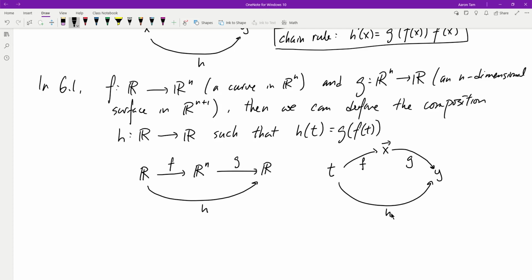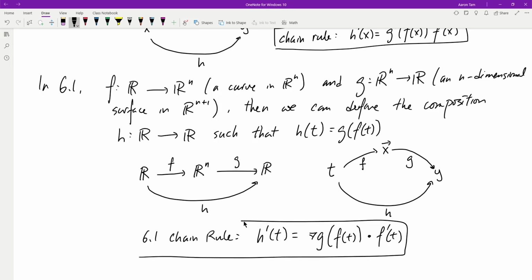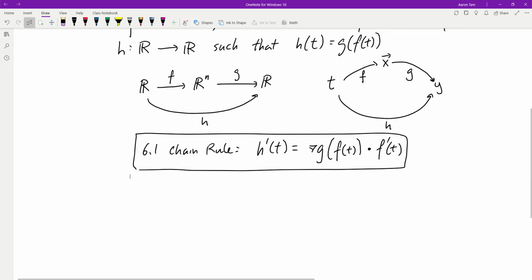And what's the chain rule in this case? So the 6.1 chain rule basically states the following. If you take the derivative h prime of t, that's equal to the gradient of g at f of t dot product f prime of t. So that's the 6.1 chain rule. So now what we're going to try to do is generalize this concept so that we can talk about what if we have multiple independent variables and multiple dependent variables.